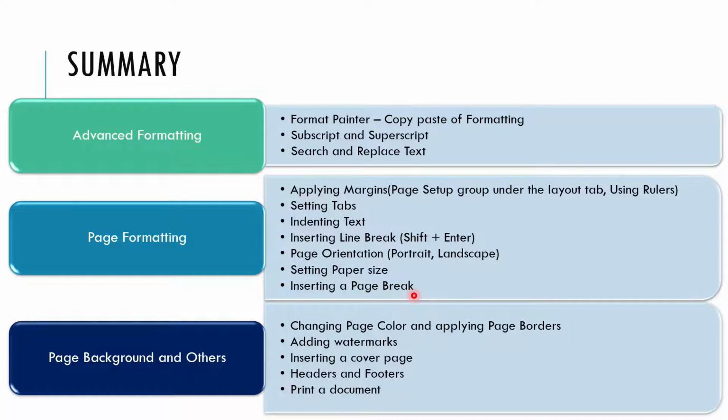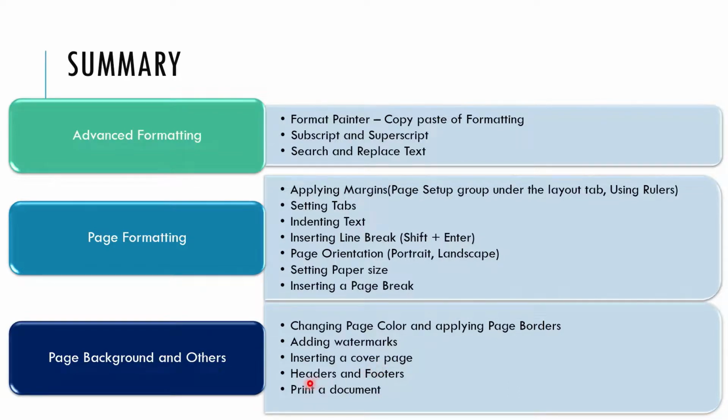The next topic we discussed was page background. In the page background, we discussed how we can change the page color and how we can apply page borders. Then we talked about how we can add watermarks, which will be superimposed on your main text in the document. After that, we discussed some more features in MS Word, like how we can insert a cover page. A cover page is nothing but a main page which introduces your document.